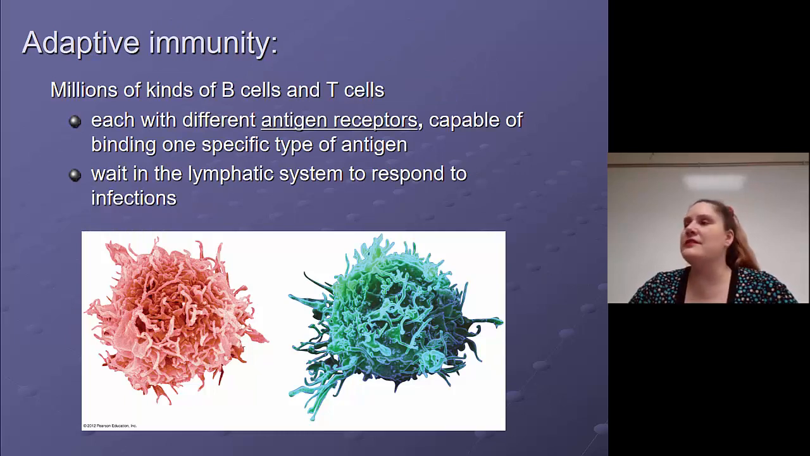Okay. You have millions of kinds of B cells and T cells. Each of them has different antigen receptors, and each one of them is capable of binding with one specific type of antigen. So we said there's hundreds of cold viruses. Let's say there's cold virus number 1. You have a B cell and a T cell in your body that will recognize cold virus number 1. And they have the exact right protein shape, the exact right binding site to attack cold virus number 1, not cold virus number 2, 3, 4, 5, 6, 722, just cold virus number 1.